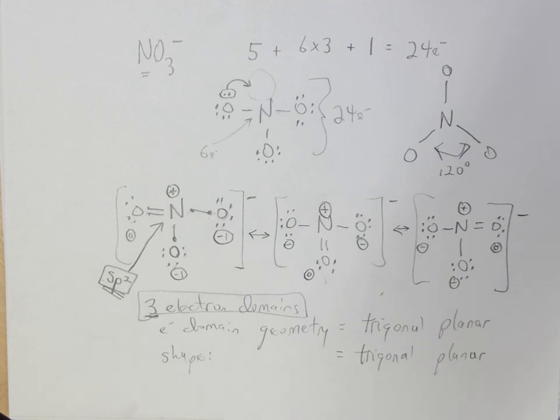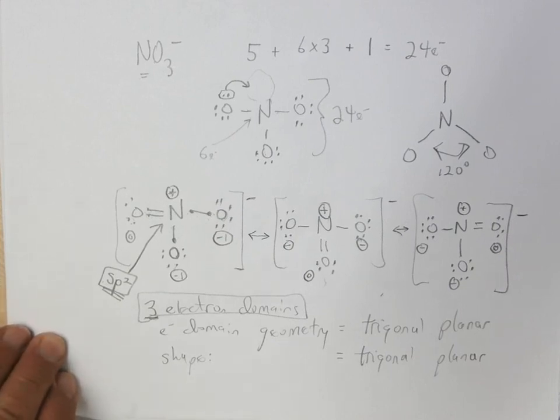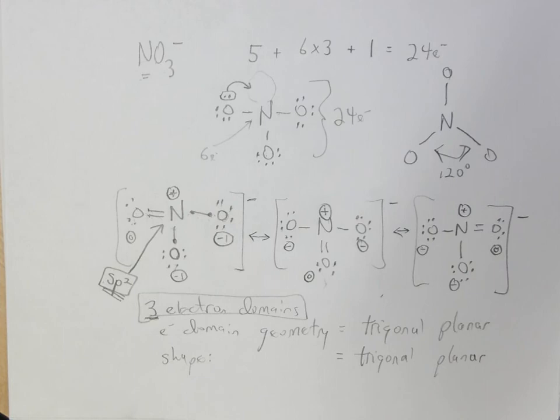So there's a couple of examples of straightforward dot structures and applying VSEPR to get the electron domain geometry and shape of the molecule along with the hybridization. So I hope this is somewhat helpful.